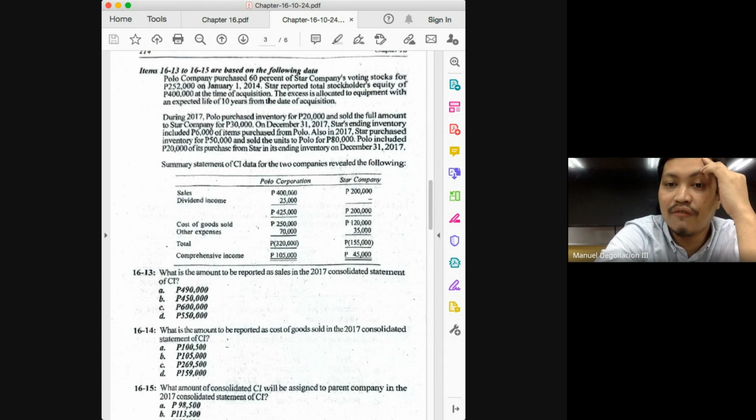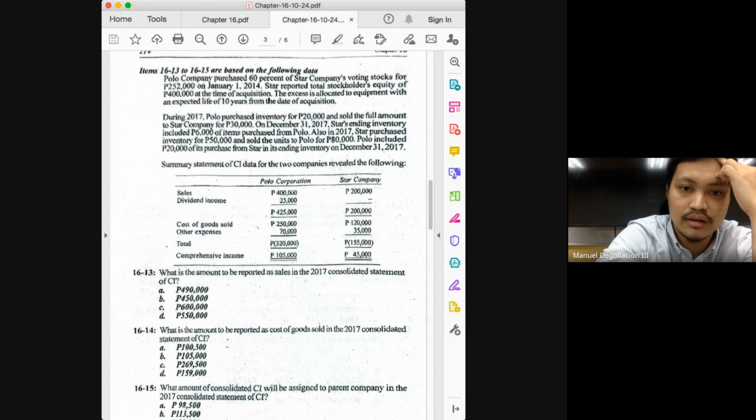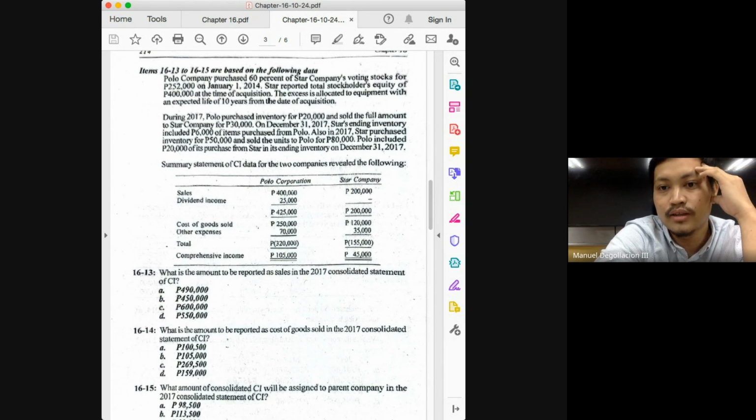So what do we deduct after adding 250 and 120, class? The intercompany sale. How much was the intercompany sale again, class? 110,000. So 250 plus 120 minus 110, that would be 260. Okay, next.